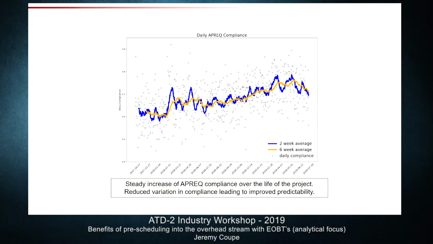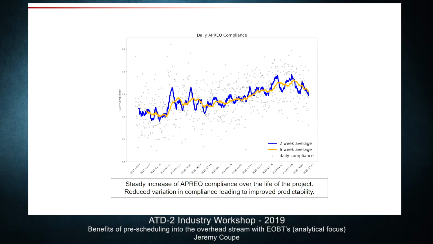But the title of this talk is about pre-scheduling with EOBTs. So we've started pre-scheduling at 2 destination airports. Departures that are going to Atlanta Airport, we now pre-schedule with EOBTs. And also departures that are going to Chicago O'Hare Airport, we pre-schedule with the EOBTs.